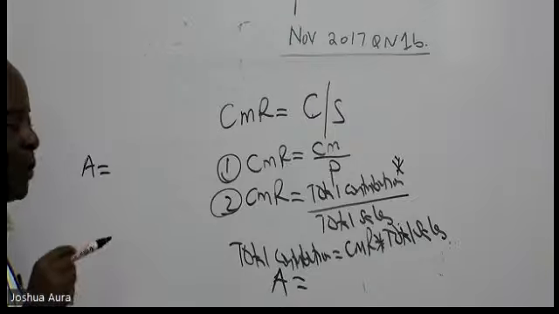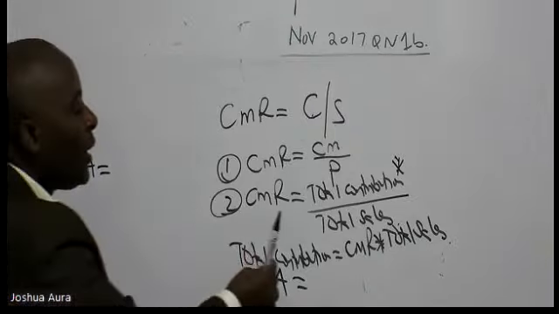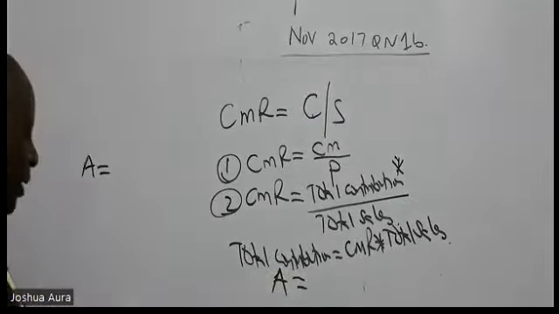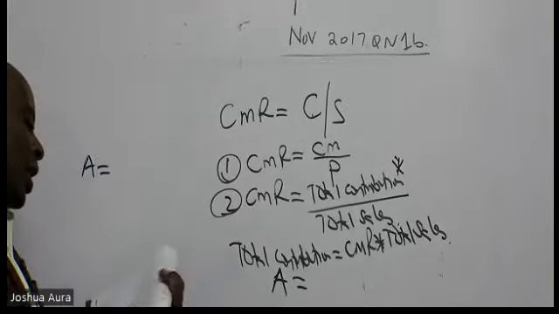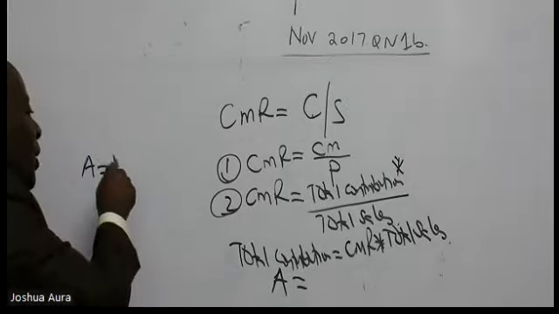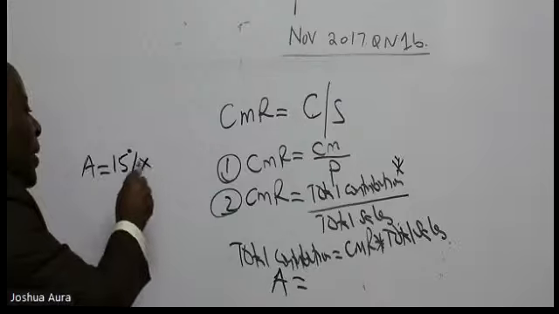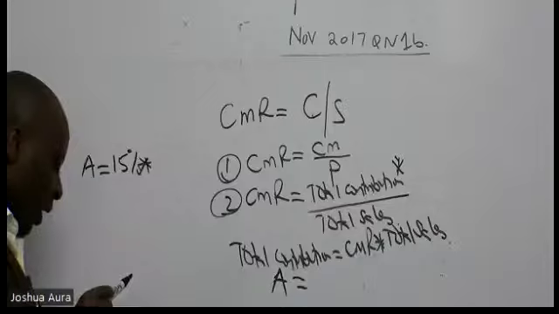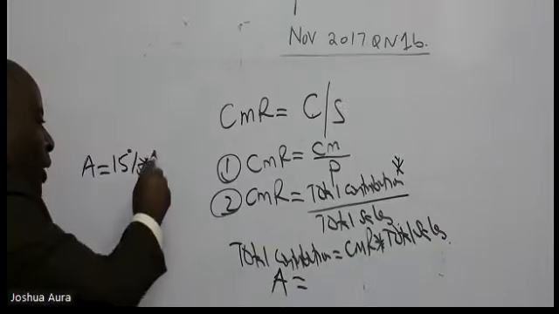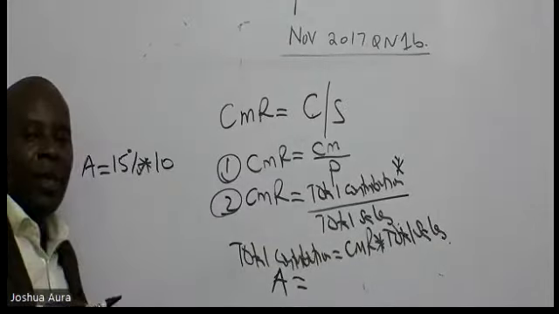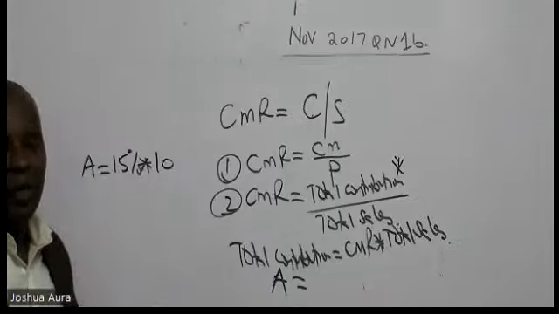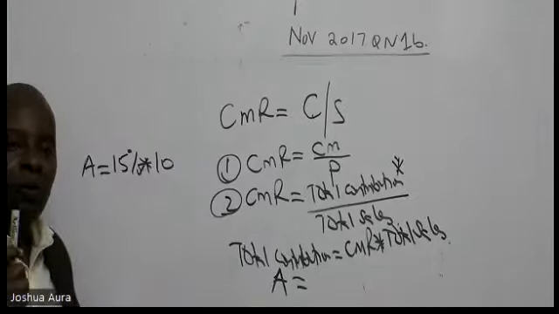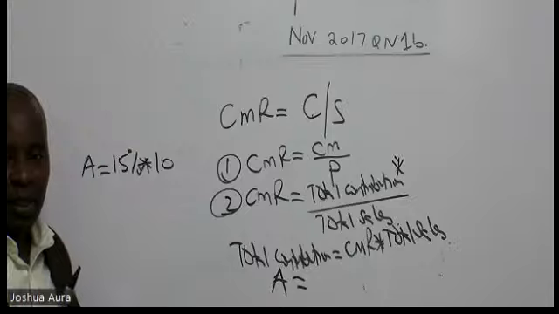To get the total contribution from product A, I will pick the CMR of A, and the CMR of A that I'm able to see there is 15%. So I will take 15% times the total sales of A. The total sales of A, I can see, is 10 million. So can somebody give me this figure? I'm getting the total contribution for each product.